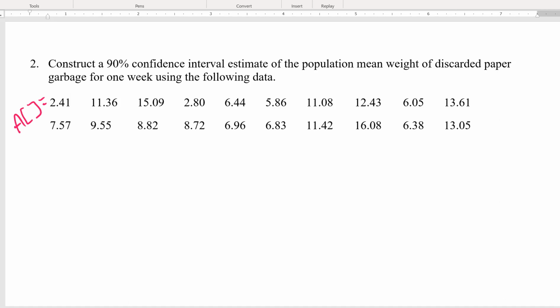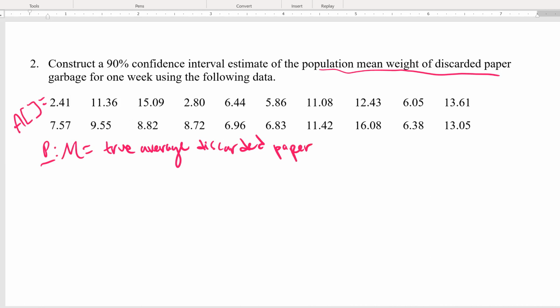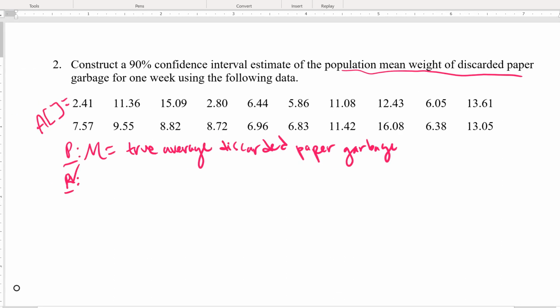But I'm going to go ahead and start on the PRTC, so our P parameter that we're dealing with. Everything in this section is going to be means, but you need to make sure you differentiate, because on the test you're going to have means and proportions, and you need to know, what am I starting with? Well, they said the population mean weight of discarded paper. So this would be the true average of discarded paper garbage. Okay, our requirements. Well, did it say that this data was collected randomly? It doesn't. So when I'm doing this, I'm going to go ahead and assume it to run the test.